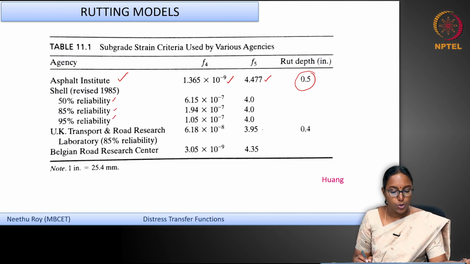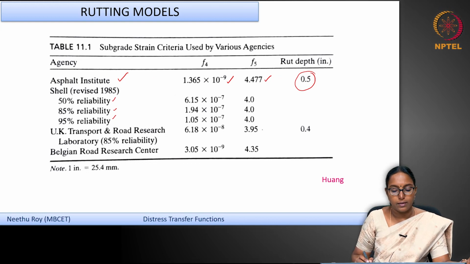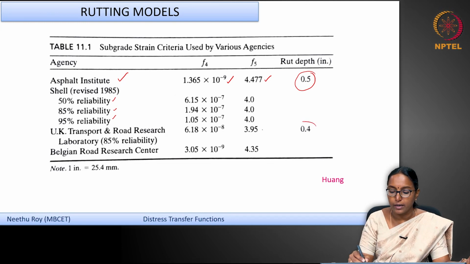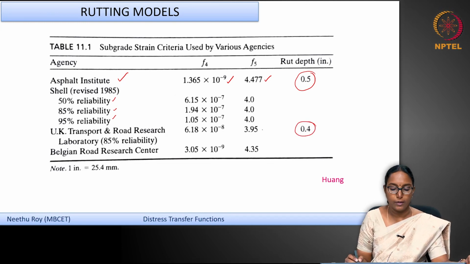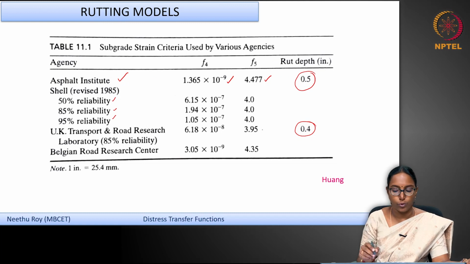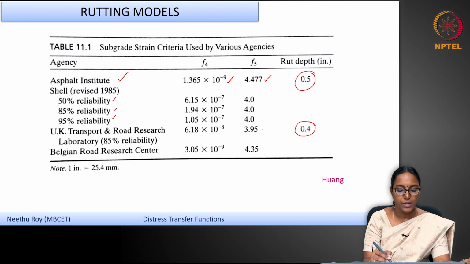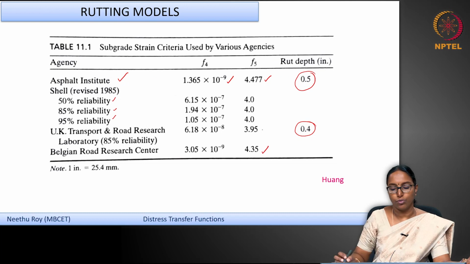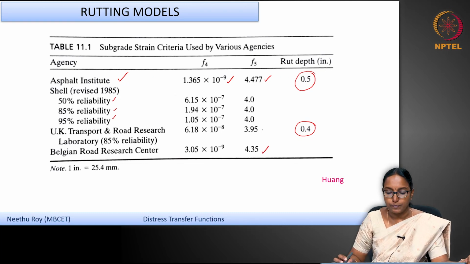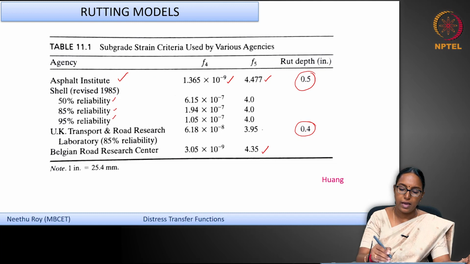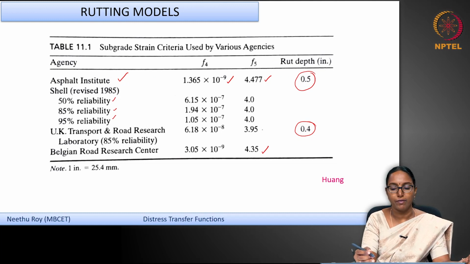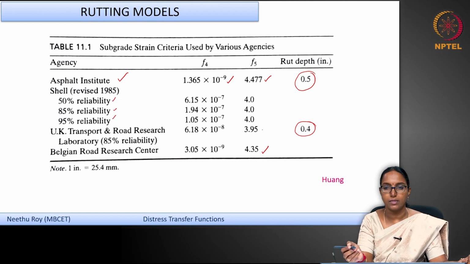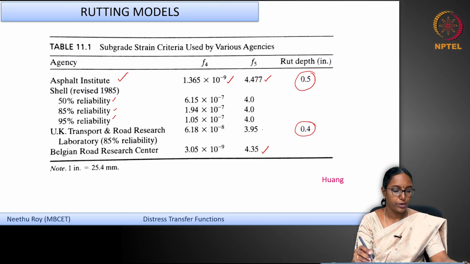And then UK TRRL has given, at 85% reliability level and for a rut depth of 0.4 as failure, the coefficients F4 and F5, and you can also see some values by the Belgian Road Research Center. So, you see that these parameters, the F4 values as well as the F5 values, vary among the various agencies, but mostly the change is more in the case of F4 as compared to F5.